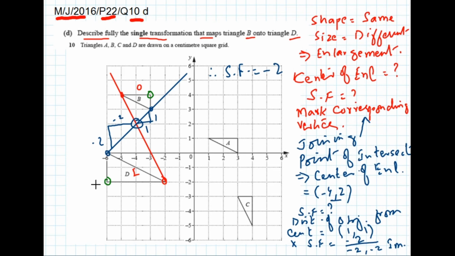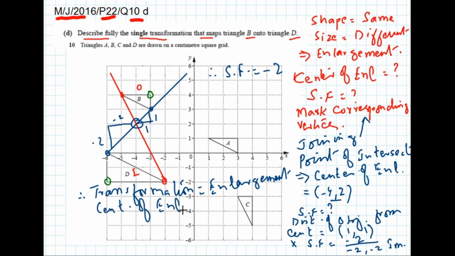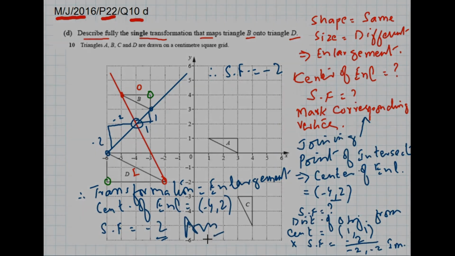So describing fully the single transformation, our answer is: transformation type is enlargement with center of enlargement minus 4, 2 and scale factor is minus 2.